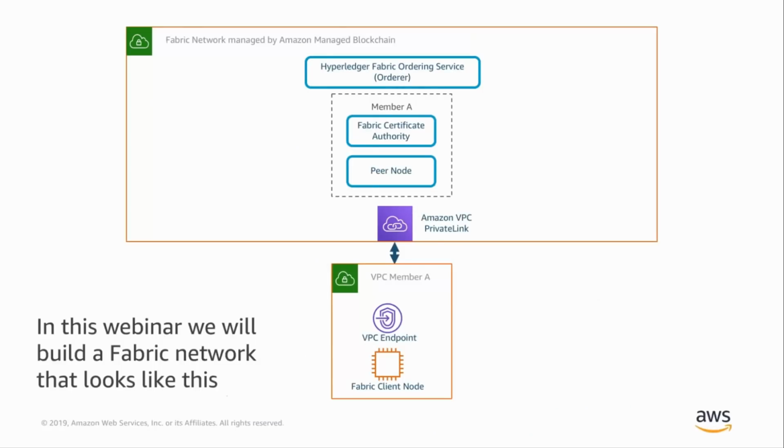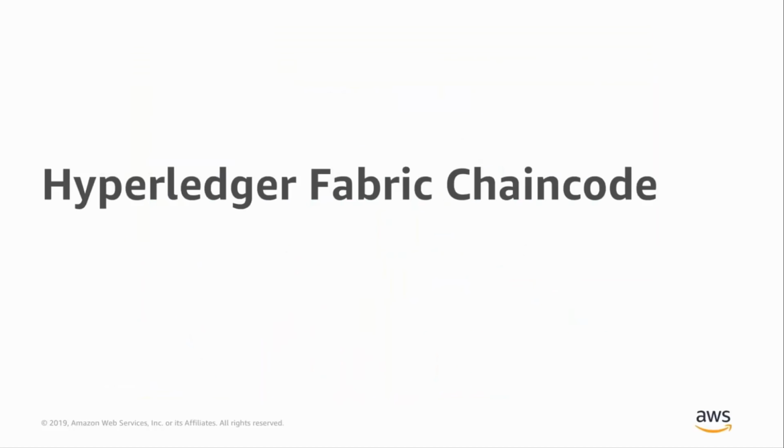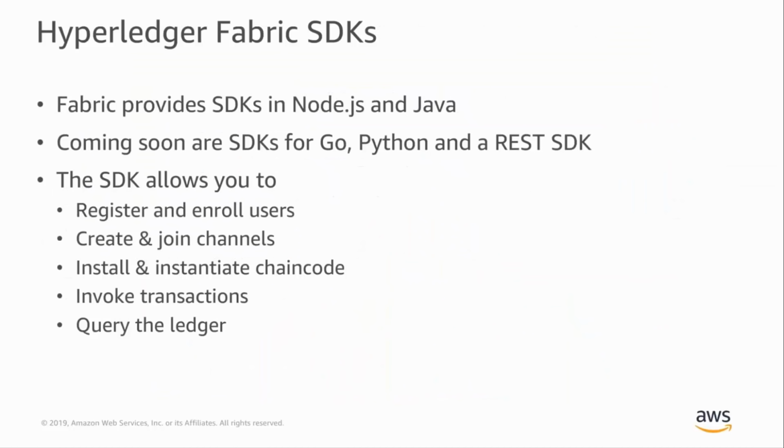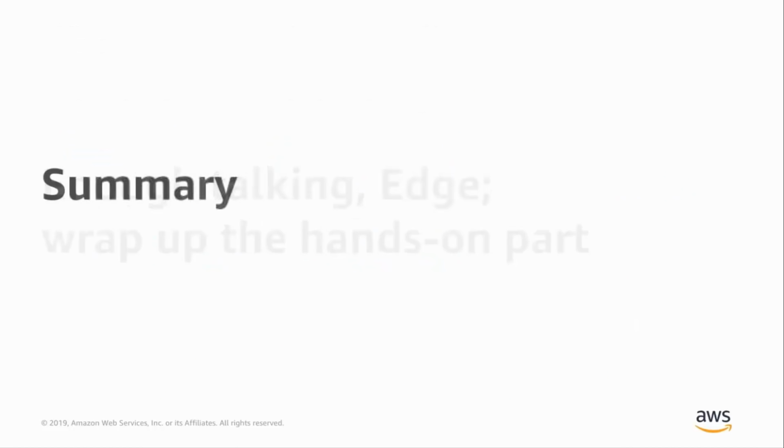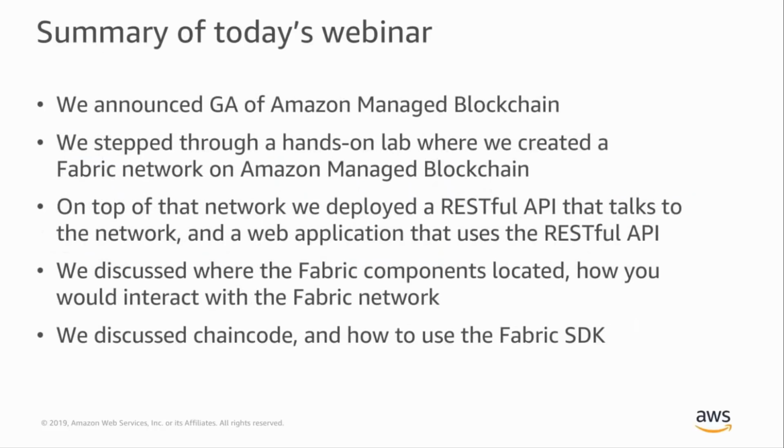Let me just quickly go through the summary. We've reached the end of the webinar, and I just want to summarize quickly what we've actually discussed so far. So what have we done in today's webinar? In today's webinar, we have announced GA of Amazon Managed Blockchain for Hyperledger Fabric. So it is now generally available in US East 1 for you to use.